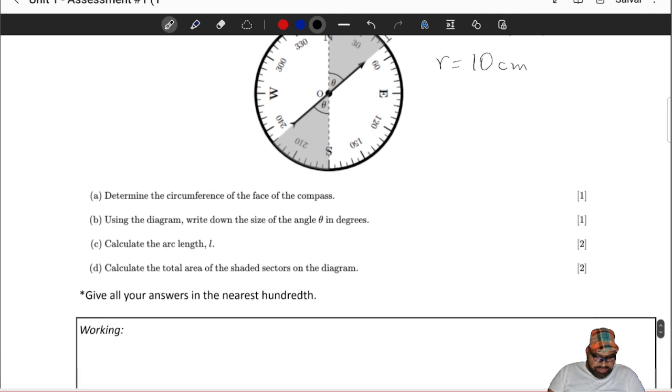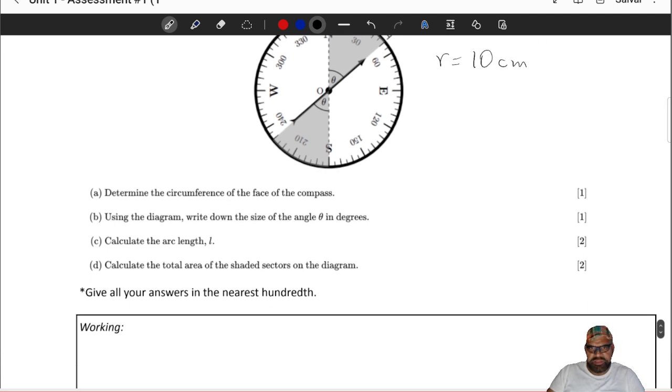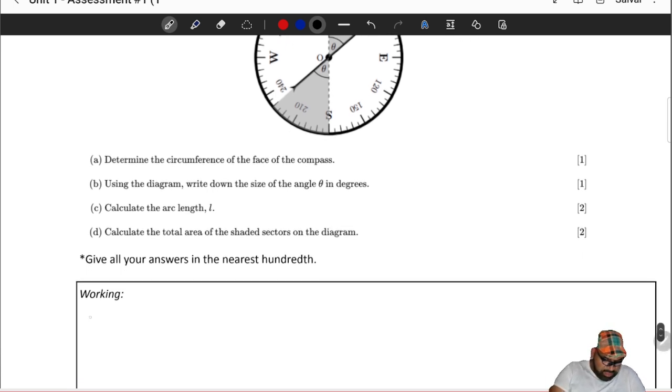Determine the circumference of the face of the compass. The circumference, guys, is in the assessment. You will find the circumference formula over there, which is 2 times pi times radius. It's the circumference formula.